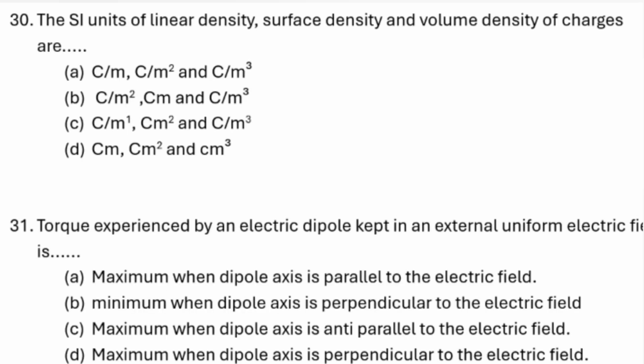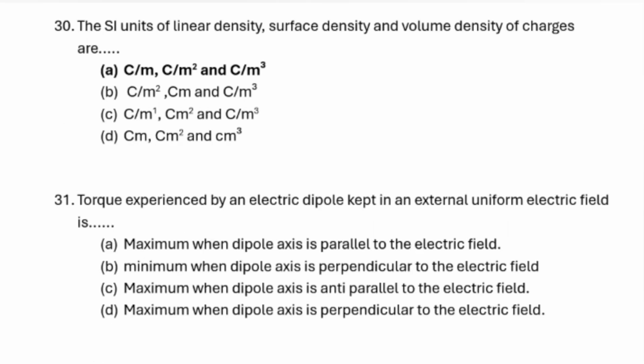Question number 30. The units of linear density, surface density and volume density of charges are option A, coulomb per meter, coulomb per meter square and coulomb per meter cube, option B, coulomb per meter square, coulomb meter and coulomb per meter cube, option C, coulomb per meter square and coulomb per meter cube, option D, coulomb meter square and coulomb meter cube. Correct answer is option A, coulomb per meter, coulomb per meter square and coulomb per meter cube.